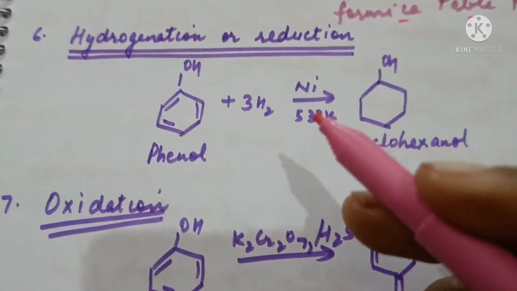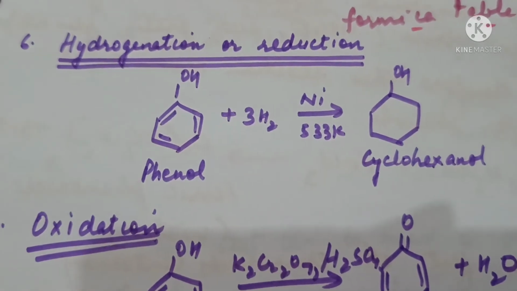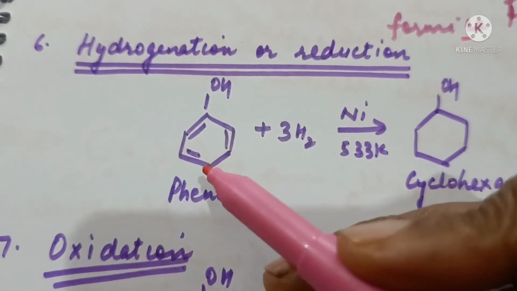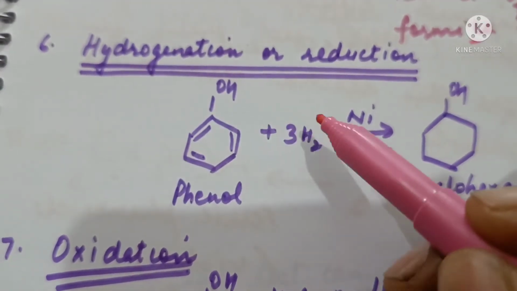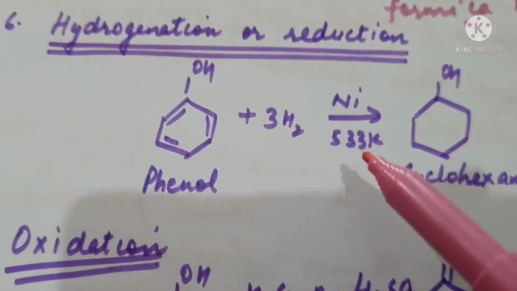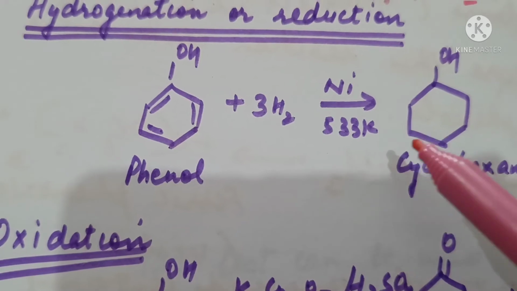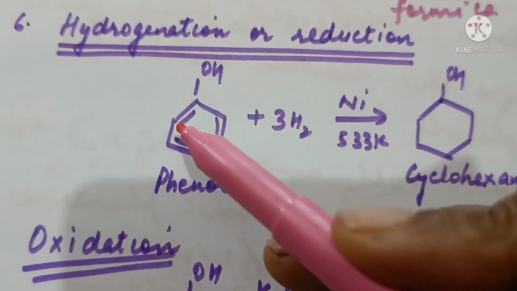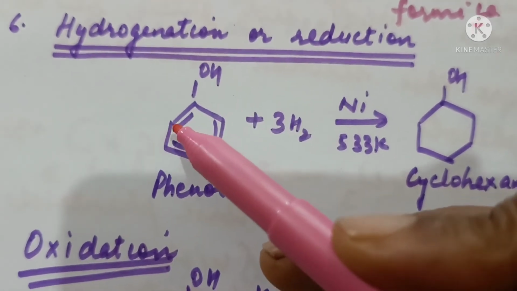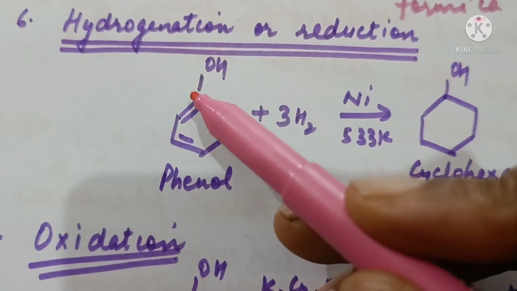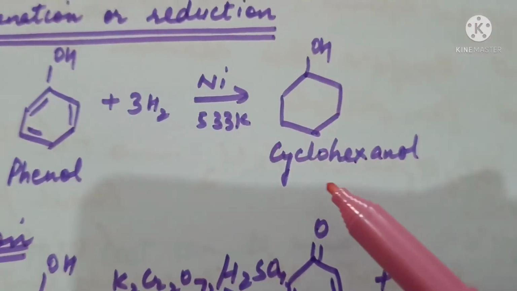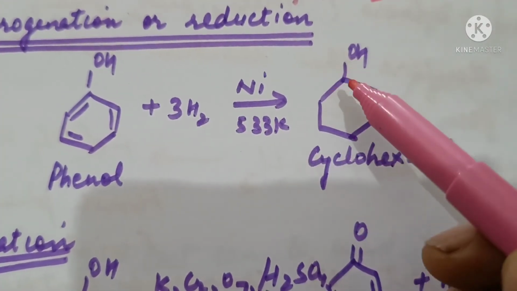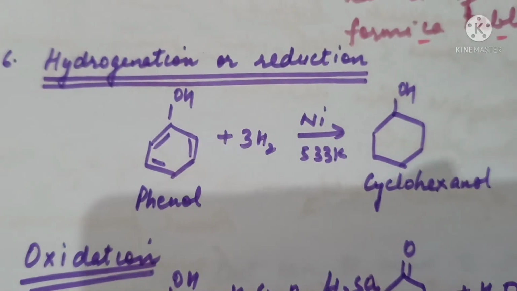Another special reaction of phenols is hydrogenation. So the double bonds are broken. We carry out hydrogenation in the presence of nickel at a temperature of 533 Kelvin. Double bonds are broken, and in each double bond, when it's broken, two hydrogens are attached. So we get cyclohexanol. All three double bonds will be combined with the 6 hydrogens and cyclohexanol is formed.